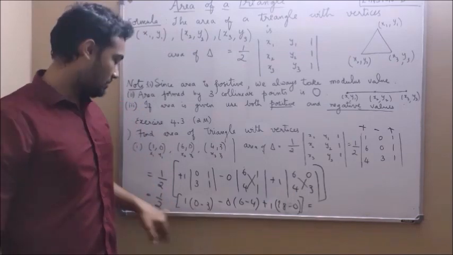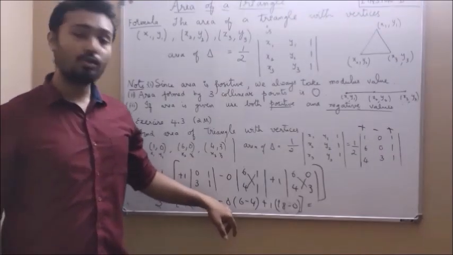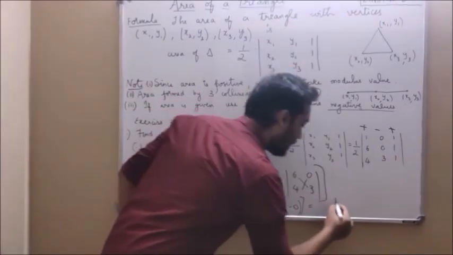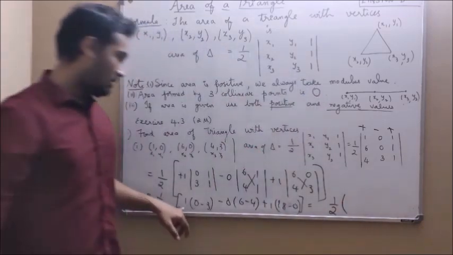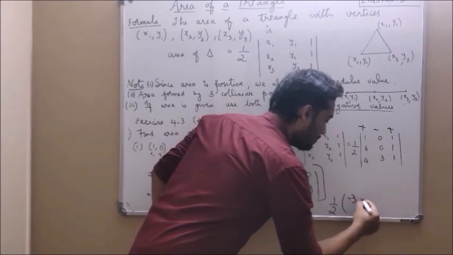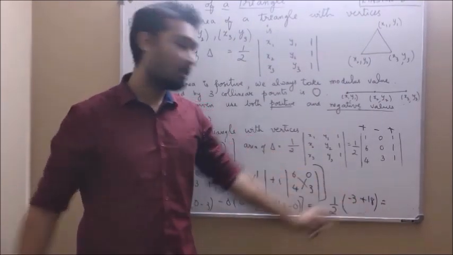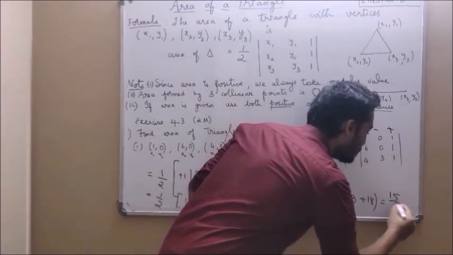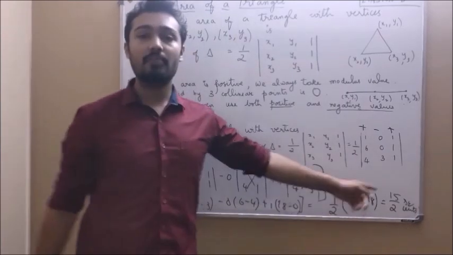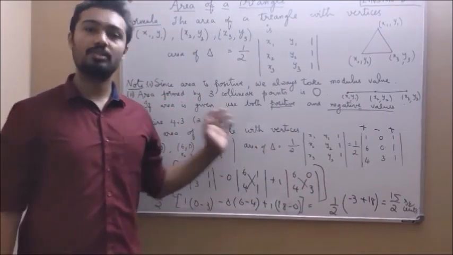So this is equal to half into 1 into minus 3 is minus 3, here 0 into anything is 0, plus 1 into 18 is 18, so this becomes half into 1 into minus 3 is minus 3 plus 18. So this is nothing but minus 3 plus 18 is 15. So it is 15 by 2 square units. So this is how you find the area using the determinant.